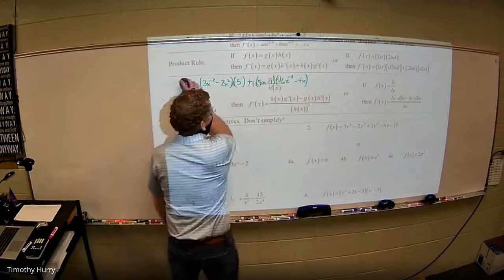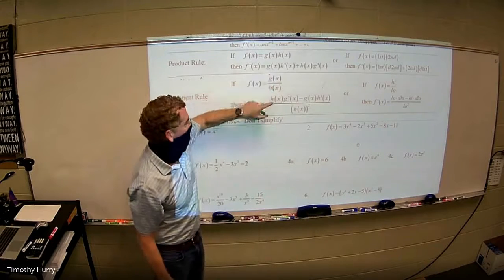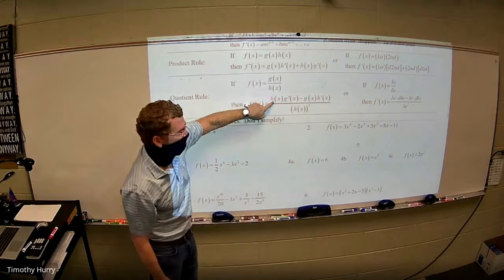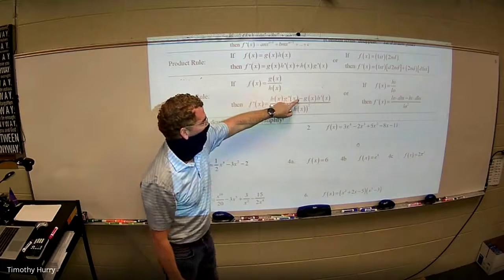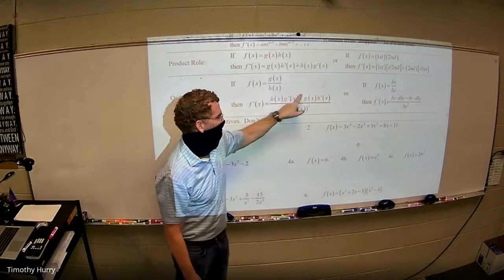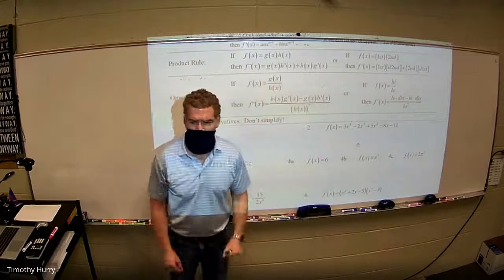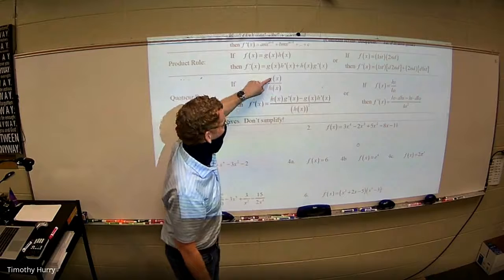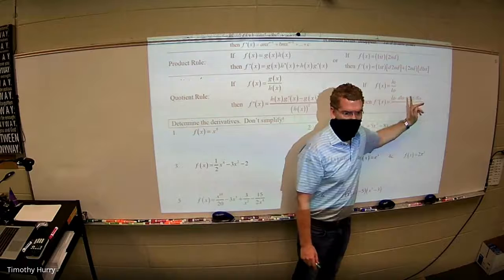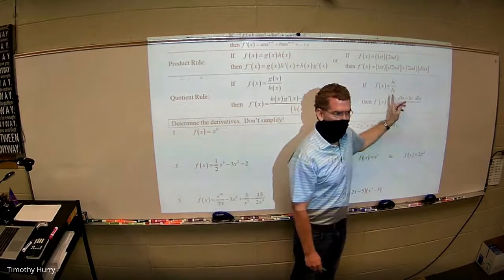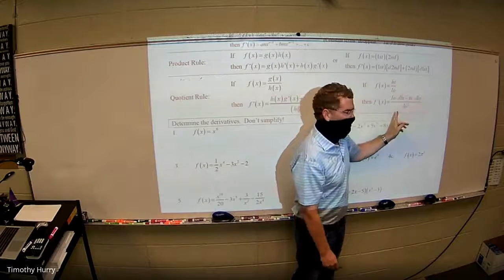Quotient rule says, all right, if I have a function that's made up of two functions where you're dividing, now watch it. It says, I'm going to take the bottom function, that's the bottom one, times the derivative of the top, minus the top times the derivative of the bottom over the bottom squared. Now that seems like it's a little harder to remember. So here's what I do. I call the top the high and the bottom the low. And I say low-d high minus high-d low over low squared. So low derivative of the high minus high derivative of the low over the low squared.